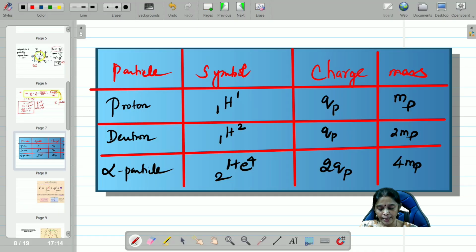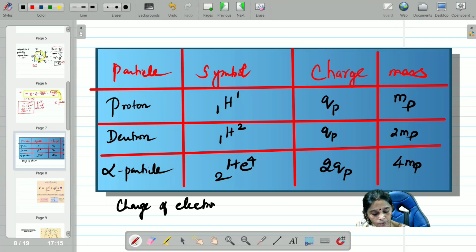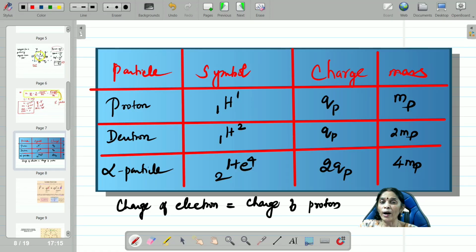And how do you compare the electron? Charge of electron is equal to charge of proton. Both the charges are same, children. Only thing, mass is different. Mass of proton is 1940 times the mass of electron. That is all the comparison, children.